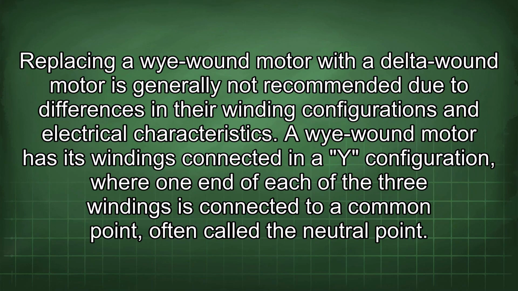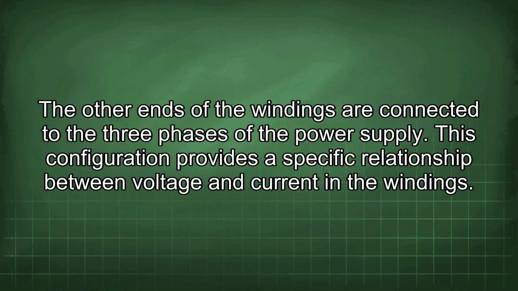Replacing a wye-wound motor with a delta-wound motor is generally not recommended due to differences in the winding configurations and electrical characteristics. A wye-wound motor has its windings connected in a Y configuration, where one end of each of the three windings is connected to a common point, often called the neutral point. The other ends of the windings are connected to the three phases of the power supply. This configuration provides a specific relationship between voltage and current in the windings.